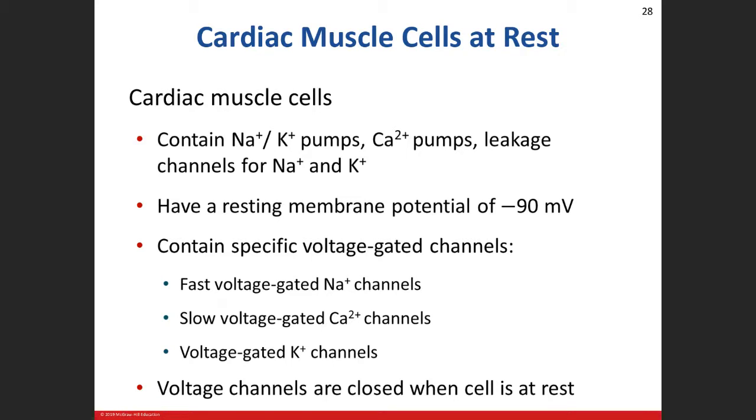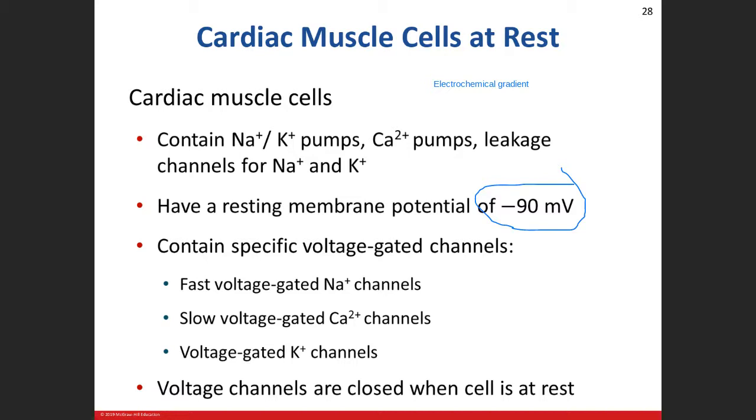Gradient. The electrochemical gradient. Remember that term from the neurons? The flow of ions across the plasma membrane and the movement of those ions establish all of that, to establish our resting membrane potential of -90. You need to know that value. All of those machinery parts, the pumps and channels, establish that electrochemical gradient, which gives us our RMP, or resting membrane potential, of -90.